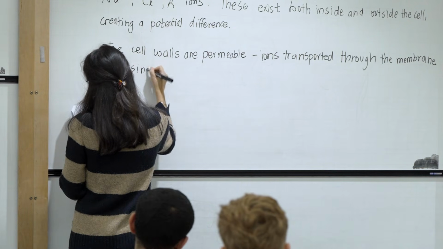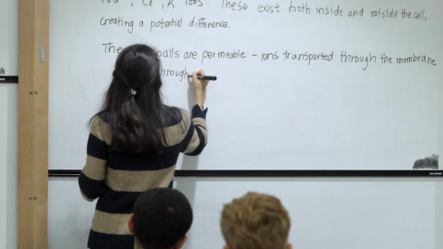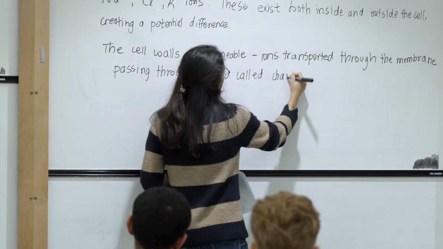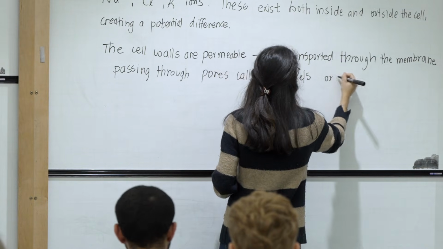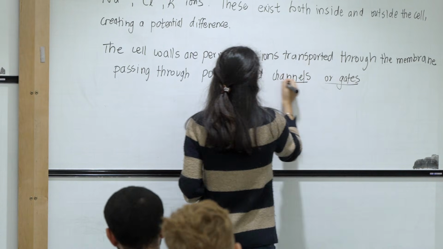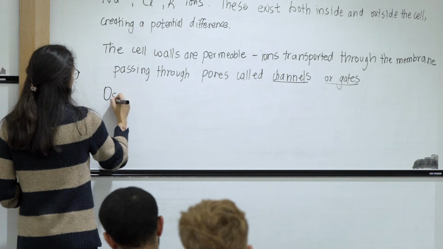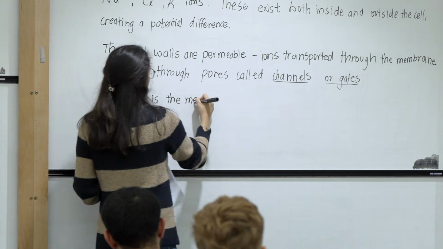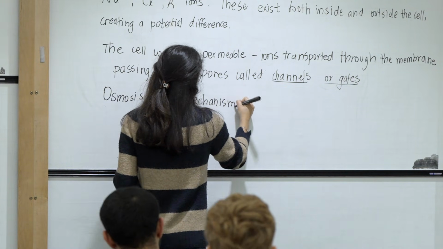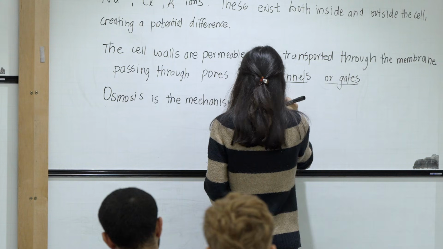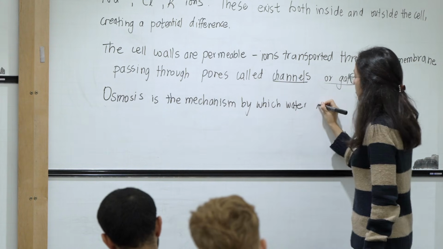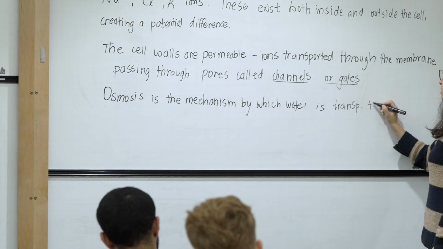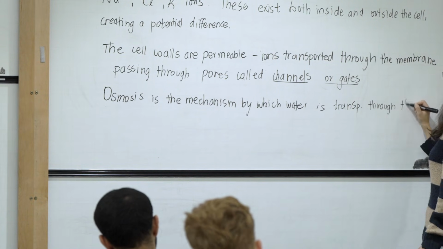Yeah, so passing through pores called channels. Sorry, I'm writing a lot, but I'm finishing soon. So this is gates or channels. And then, as you guys said, is osmosis. This is the process or the mechanism by which water is transported through the membrane of the cell. Transported through the cell membrane.